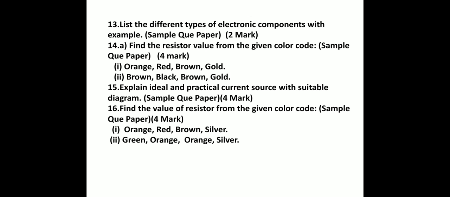Question number 14, find the resistor value from the given color code, using the color coding table. Question number 15, explain the ideal and practical current source with suitable diagram, with load and without load. Question number 16, find the value of resistor from the given color code. That is assignment number 1 on unit number 4 of the electronics section, unit name: electronic components and signal.